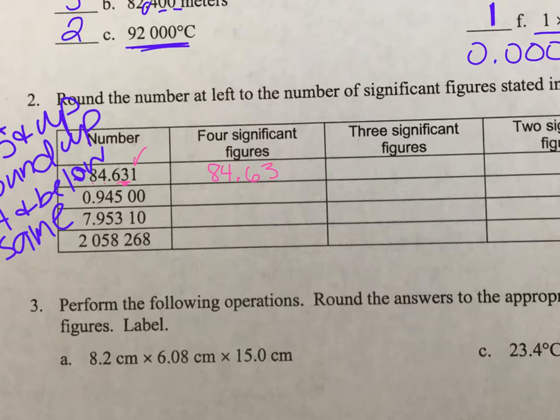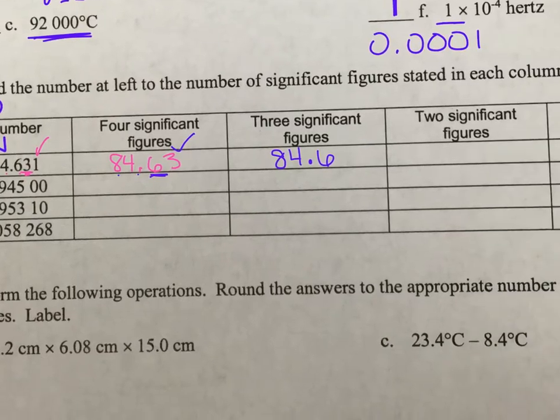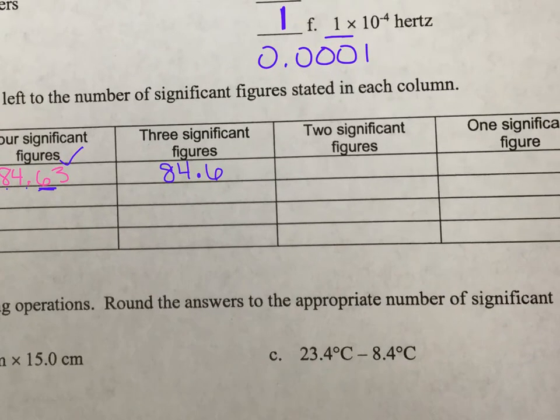Now they want it in 3 significant figures. So I'm just going to use my answer right here. I'm going to say 1, 2, 3. I'm going to underline my 6. Check the 3 behind it, and that tells me that it gets rounded to what? 84.6. We're staying the same. Okay? Then for 2 significant figures, I'm going to go to 1, 2, check the 6. What does that go to? 85. And then our last one, we're going to check 1 sig fig.